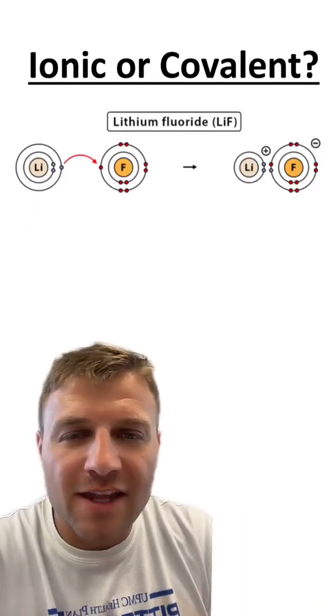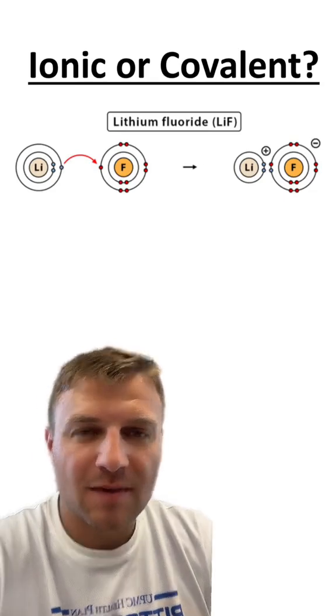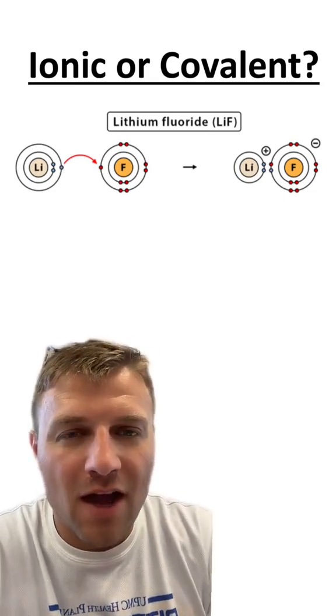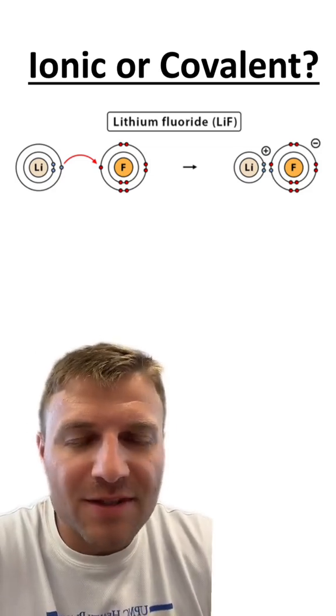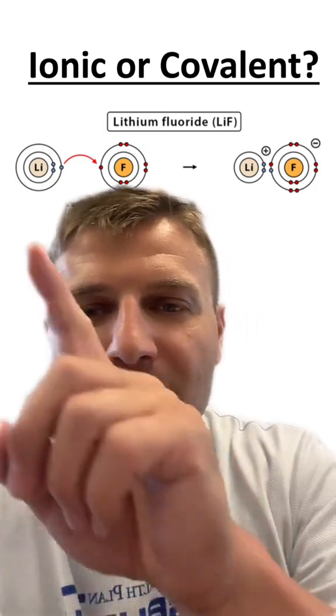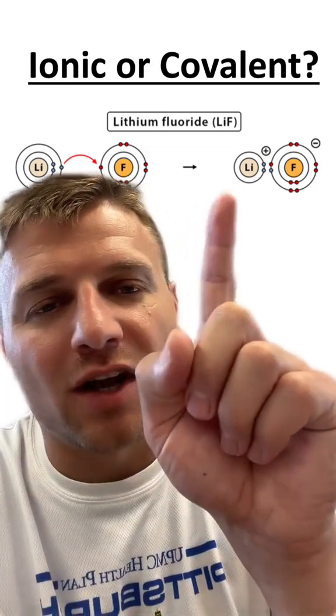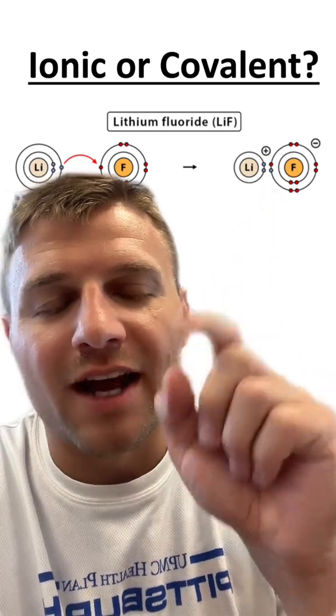Let's see if you can identify the difference between the two in these examples. Lithium fluoride, is this an example of an ionic bond or a covalent bond? Look specifically at what's occurring between these two atoms. This is an example of an ionic bond because lithium is giving fluoride an electron, making lithium positive and fluoride negative.